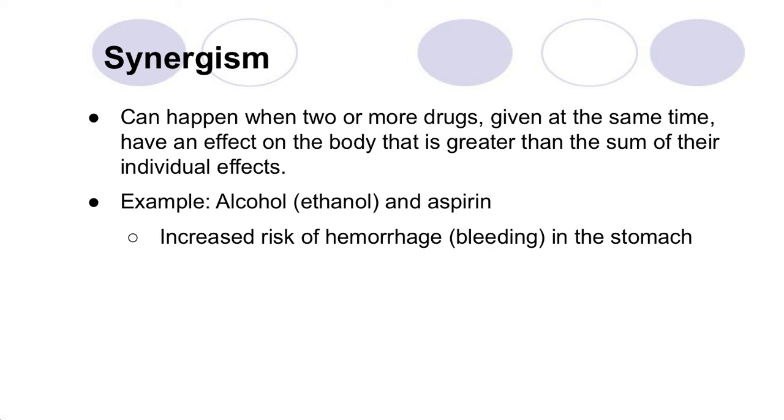One last concept we're going to talk about briefly in this video is called synergism. Synergism can happen when you take two or more drugs at the same time, and they have an effect on the body that's greater than the sum of their individual effects. Aspirin can cause bleeding in the stomach, but if you take it with alcohol, which is another drug, it can result in a much higher risk of that bleeding. It's really important to keep in mind this synergistic effect when you're mixing different medications, because it can cause worse side effects when you take two drugs together versus taking them alone.